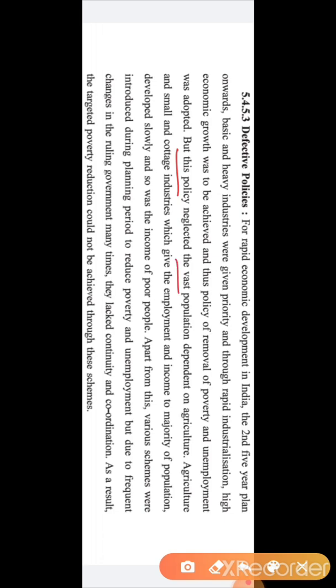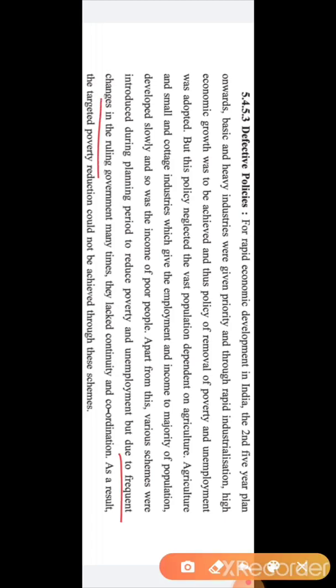But this policy neglected the vast population dependent on agriculture. So here it is the same thing, that as the government focused on basic and heavy industry, it ignored the agriculture sector. Agriculture and small scale cottage industry, which give employment and income to the majority of the population, developed slowly. So the income of the poor people did not rise.